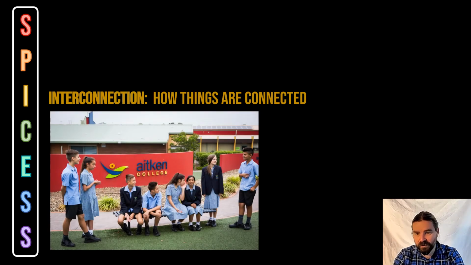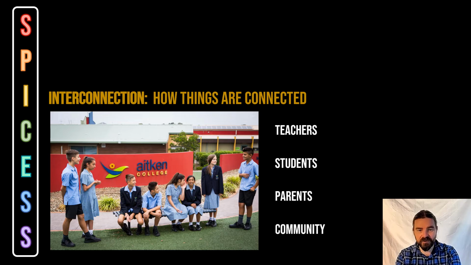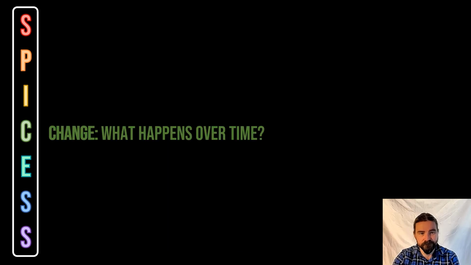Interconnection. How does Aiken College interconnect? It interconnects all of these human groups, so it interconnects teachers with each other, teachers with students, teachers with parents, students with parents, students with other students. But interconnection is not just about people interconnections, right? There's only people examples on here, but you could also talk about how the students interconnect with the natural environment, and so on.